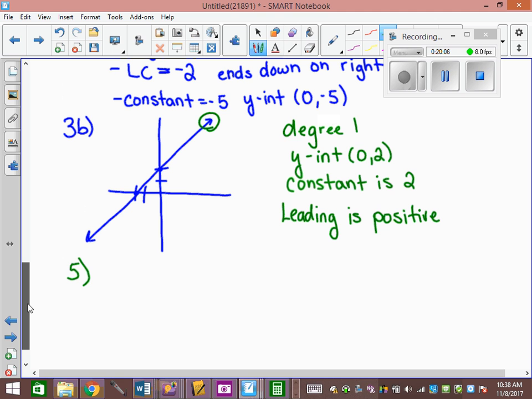Number 5. Number 5 says, and we're going to look at 5e. 5e is q of x equals negative x minus 1.